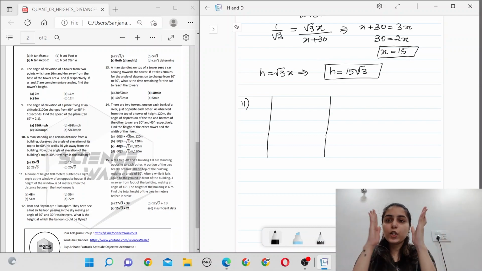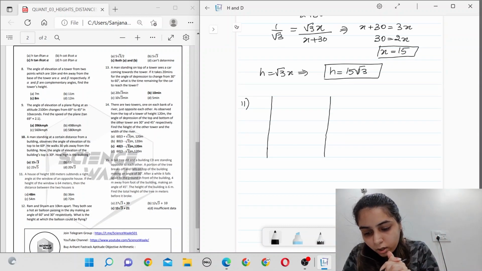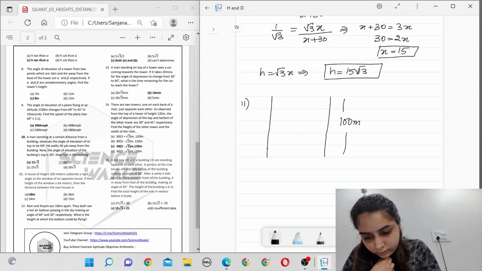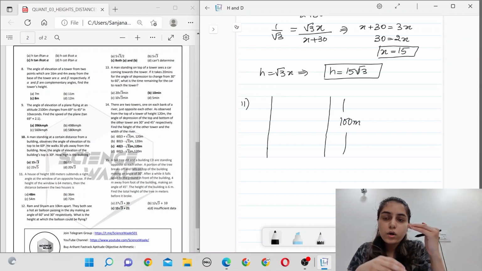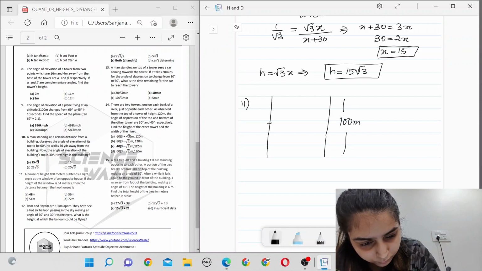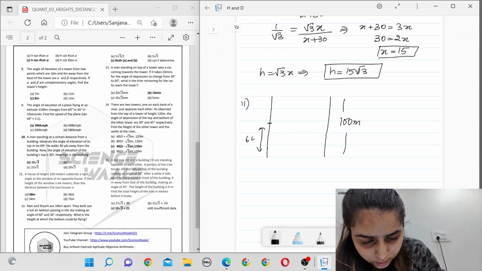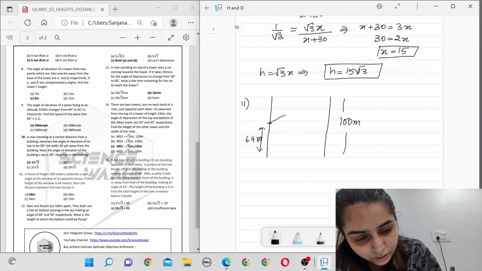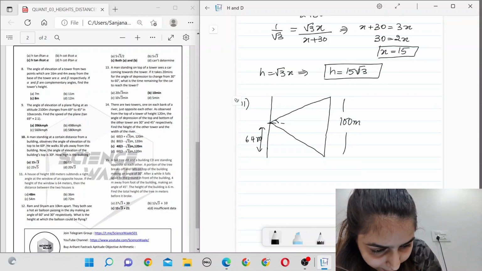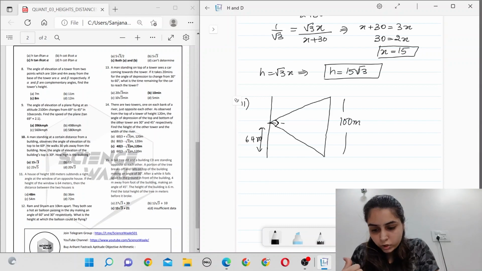There are two houses which are opposite to each other, and the height of the house is found to be 100 meters. They have given us that there is a window at 64 meter high of the second house. So let this be 64 meters and there is a window here. So at the window they have given us that it subtends a right angle at the window of the opposite house. They asked us the distance between the two houses.